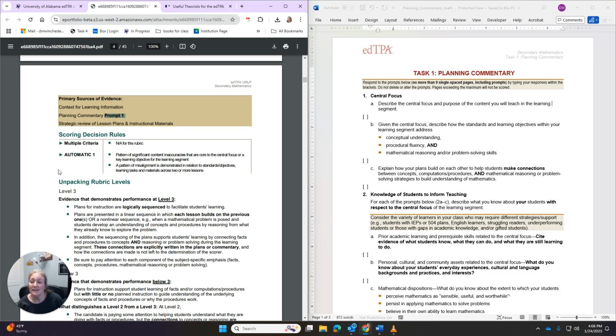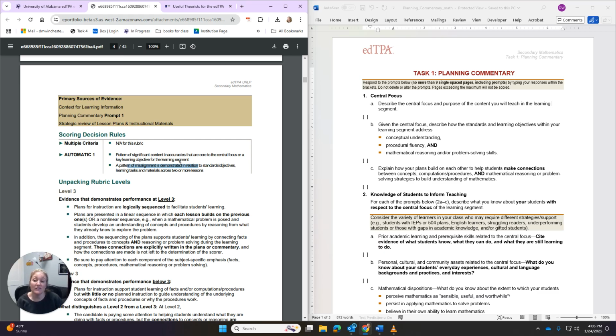You will see in the understanding rubric level progression that there is an automatic 1 for some of the rubrics, not all, but you're going to want to pay close attention to that. So even if you were to meet all of the level 3, 4, and 5, if you had something in this automatic 1, for this one, a pattern of significant content inaccuracies being planned for, then you would get an automatic 1. And then also a pattern of misalignment.